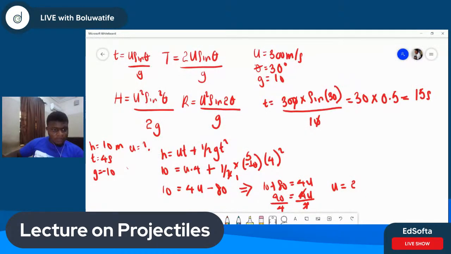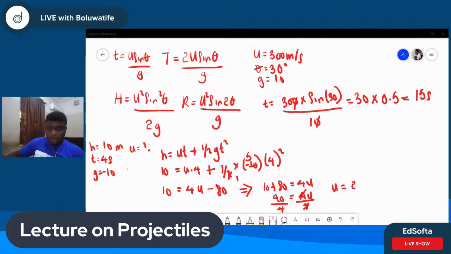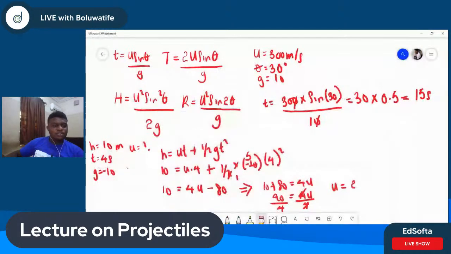Sorry, let me confirm what I'm doing here. So my height is 10. Oh, sorry, my height is 2. I knew that would not move. My height is 2, not 10. Sorry. My height is 2, not 10. So let me just correct that.